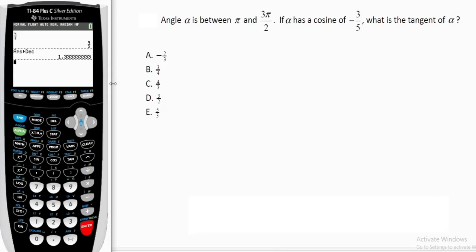Alright, so don't forget to reset the calculator once you're done. Just press second button, this plus button, option 7, then option 1 and 2. So it will do it for us. We are good to go.